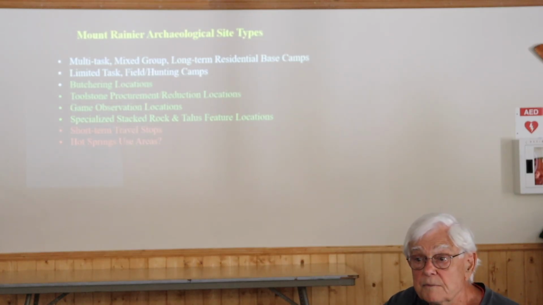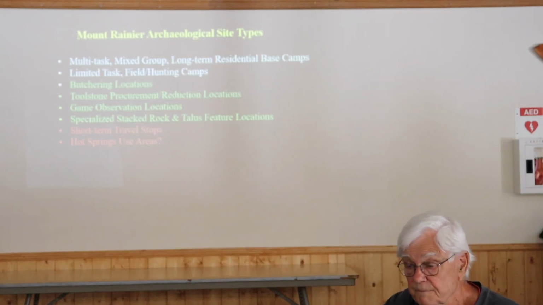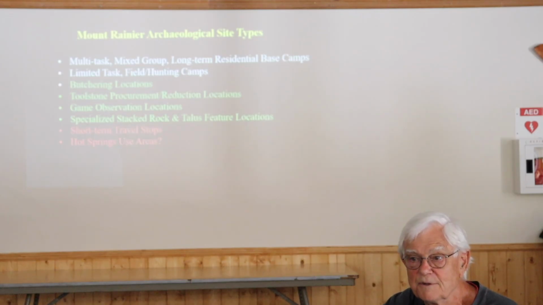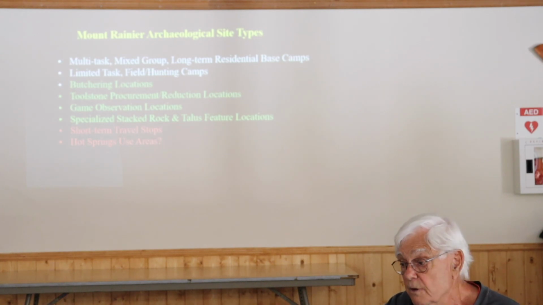Yes? Very quickly, what is a stacked rock and talus feature? I'll come to one and I'll show you. This is what the rock says. They're sort of enigmatic stacks of rock that are clearly not of natural causation. Sometimes they're circular, sometimes they're linear. Very common around Mount Adams and Mount Hood. Not so common at Mount Rainier, but we have at least one or two.